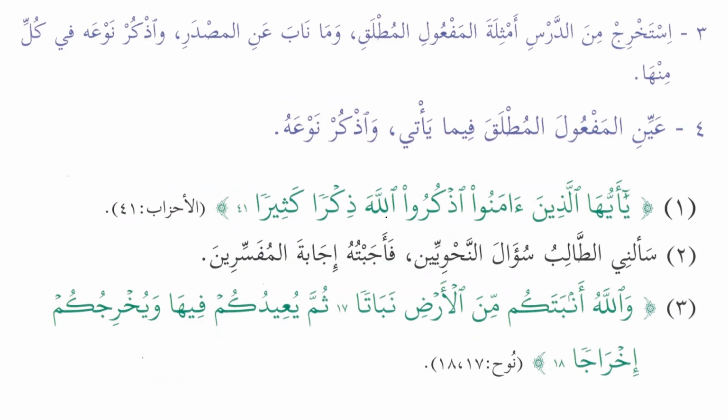Okay, استخرج من الدرس أمثلة المفعول المطلق وما ناب عن المصدر واذكر نوعه في كل منها. This one we have done in the lesson. When we did the text, we have discussed everything in detail. So number 4, عين المفعول المطلق فيما يأتي واذكر نوعه. Now we have to specify المفعول المطلق, the absolute object, and we have to mention the type as well.